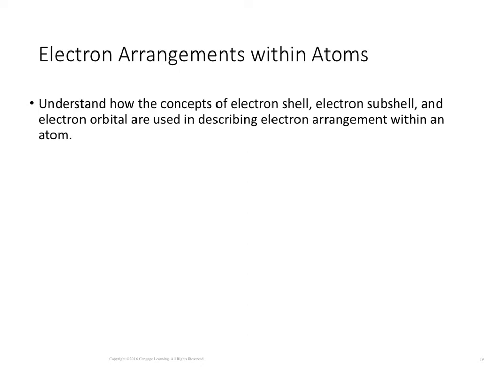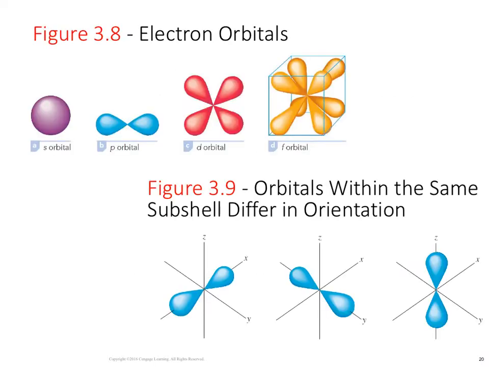So for this video, we're going to be talking about electron arrangements within atoms. So we're going to think about electron shells, subshells, and orbitals, and think about how they are used to describe our electron arrangement within an atom. So we're going to look at some pictures here, and these pictures are of orbitals.